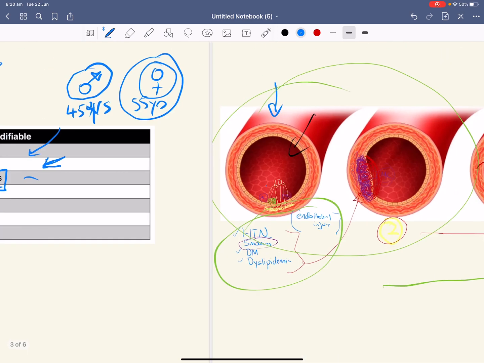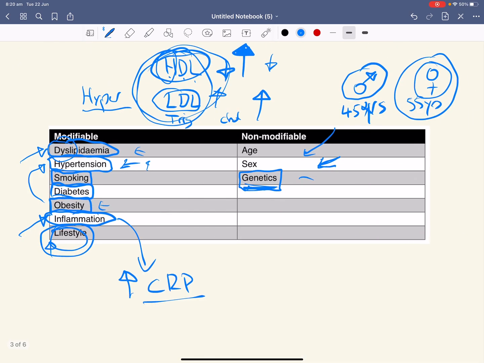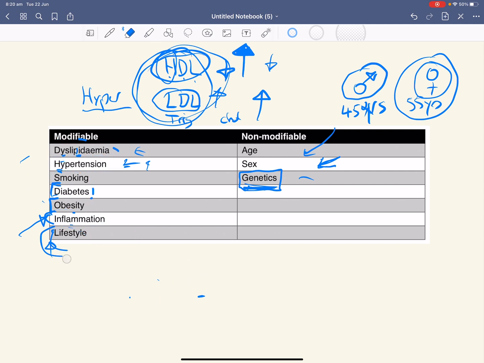Finally, how do we manage? How do we treat it? Well, it's all around reducing the risk factors, really. So what can we do?